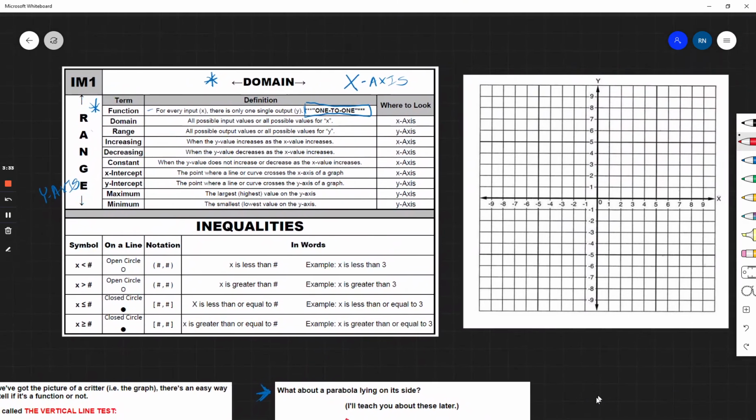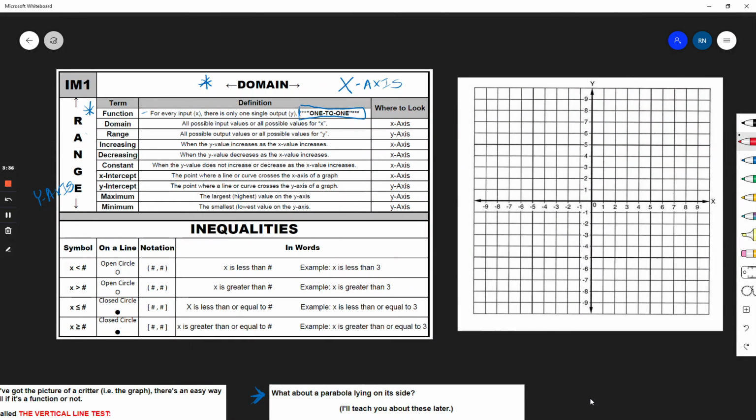Okay, let's move on to the next definition. Domain. Domain's super important. That's why we have it written right here. Domain is all possible input values, or all possible values of x. And where do you look for this? On the x-axis. So let's say we have a closed dot there, and then a closed dot here. All possible values of x.